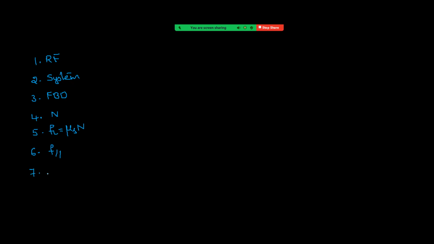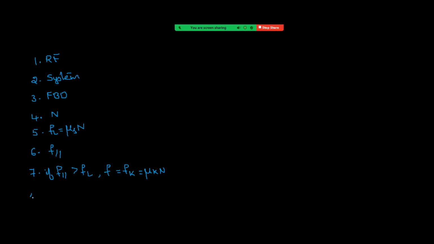Next step. If F parallel is greater than limiting friction, then the body moves. In that case, the frictional force will be kinetic friction. See carefully: if F parallel is greater than limiting friction, then friction will be kinetic, which is nothing but mu k into normal reaction. Already we have the normal reaction, so we can find kinetic friction.